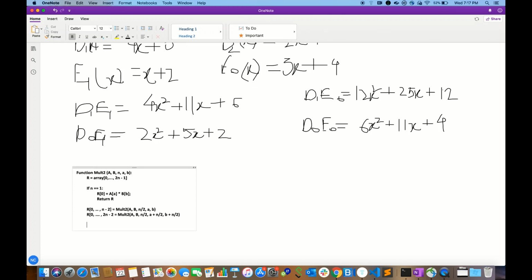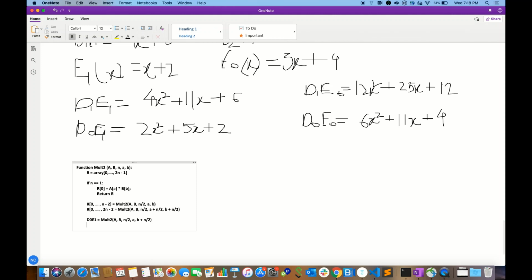And we now calculate the combinations. We have d0e1 equal to mul2 of ab of size n by 2, a b plus n by 2, and d1e0 will be mul2 of a and b of size n by 2.